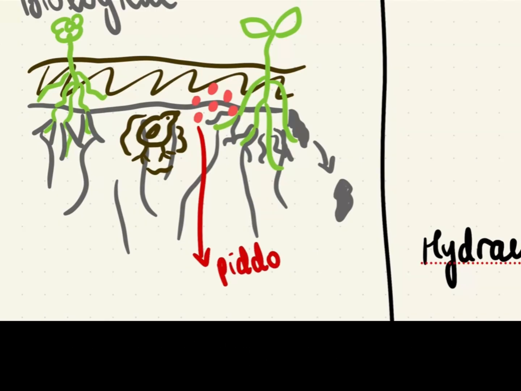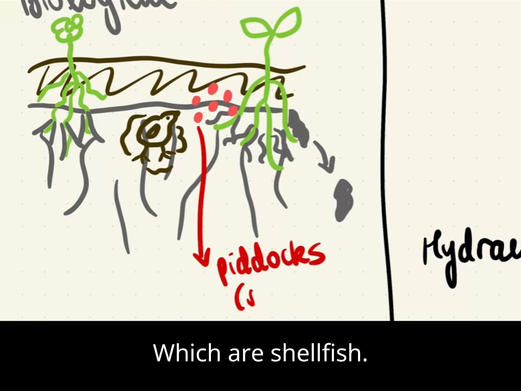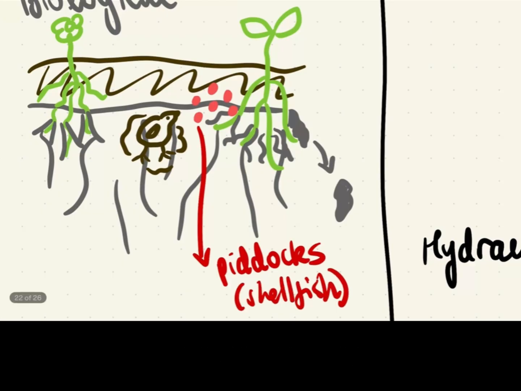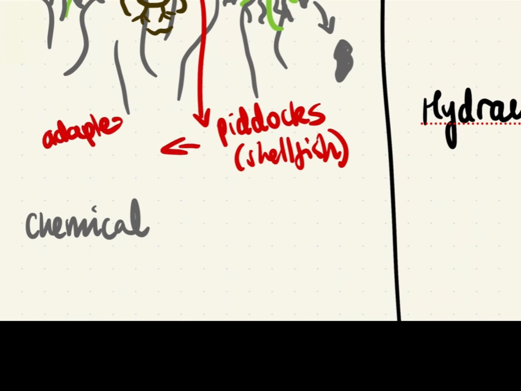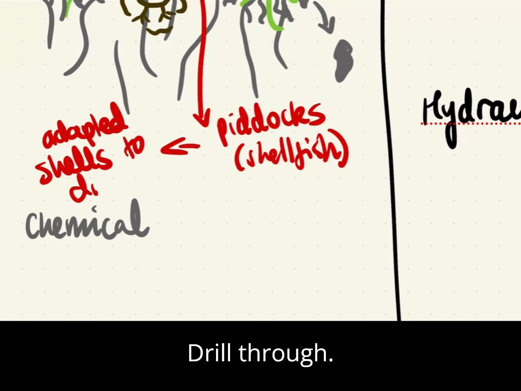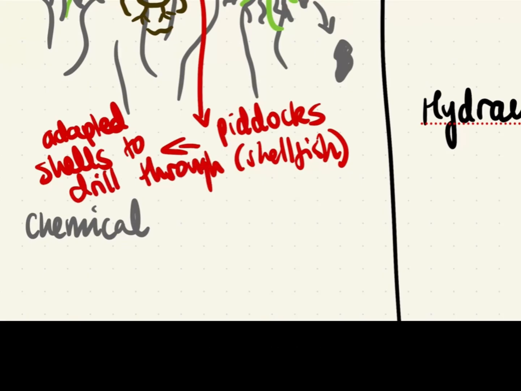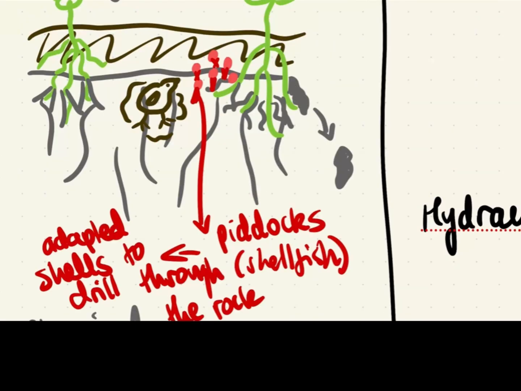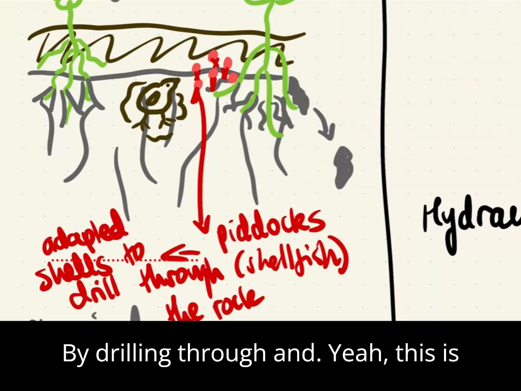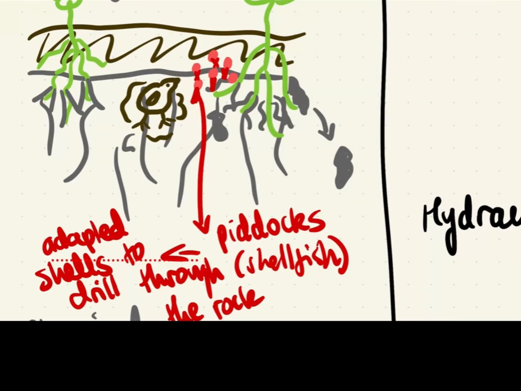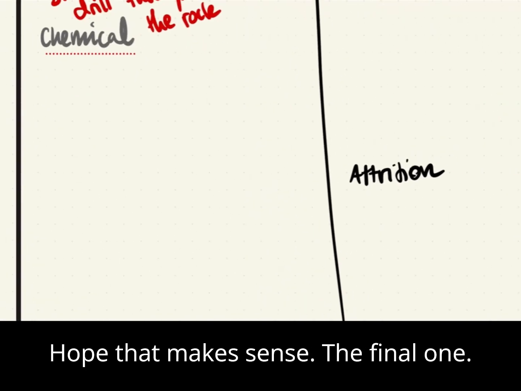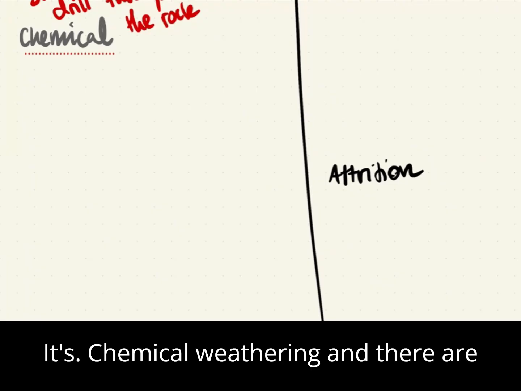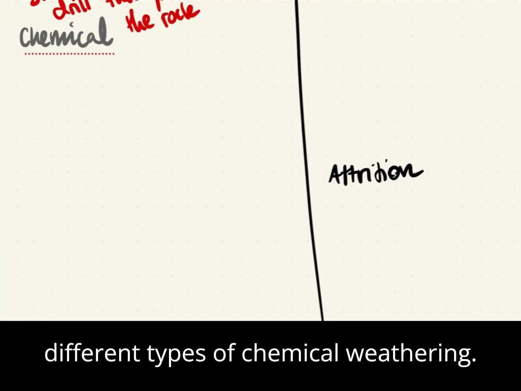Epidox, I think, which are shellfish which have adapted shells to drill through the rock. By drilling through, this all leads to rocks being torn apart and falling. Hope that makes sense. The final one is chemical weathering, and there are different types of chemical weathering.